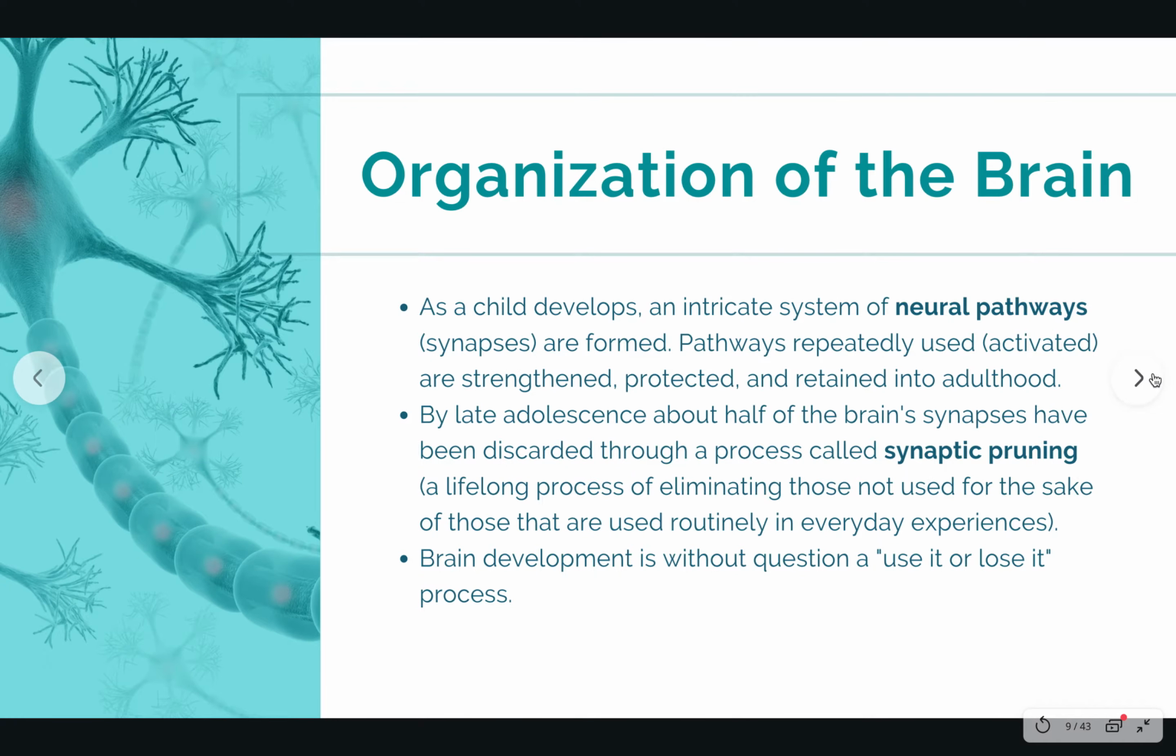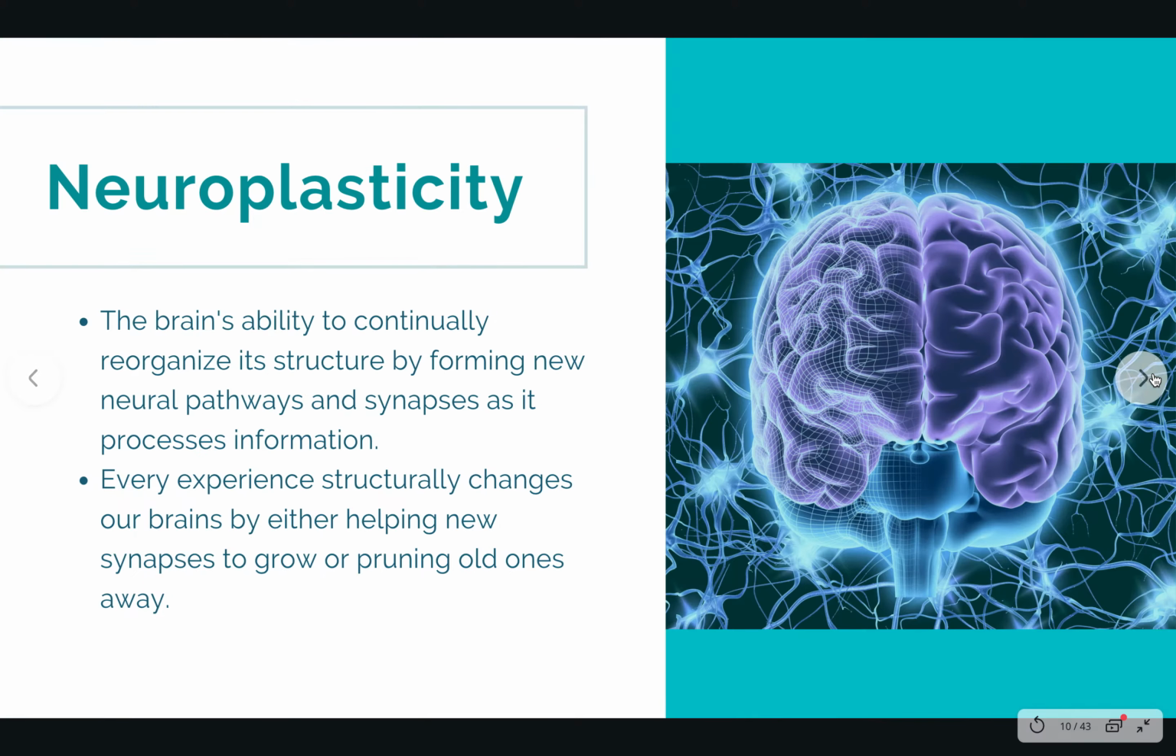As a child develops, an intricate system of neural pathways is formed. Pathways repeatedly used are strengthened, protected, and retained into adulthood. By late adolescence, about half of the brain's synapses have been discarded through a process called synaptic pruning. Brain development is without question a use it or lose it process.